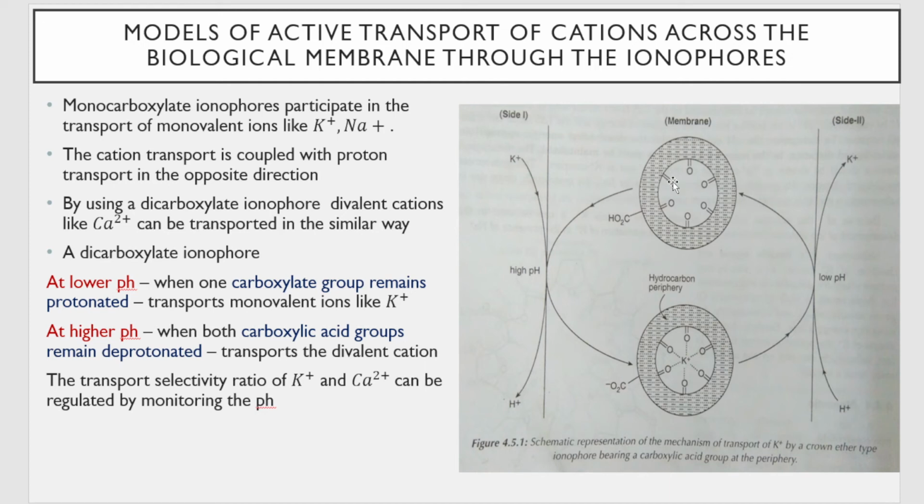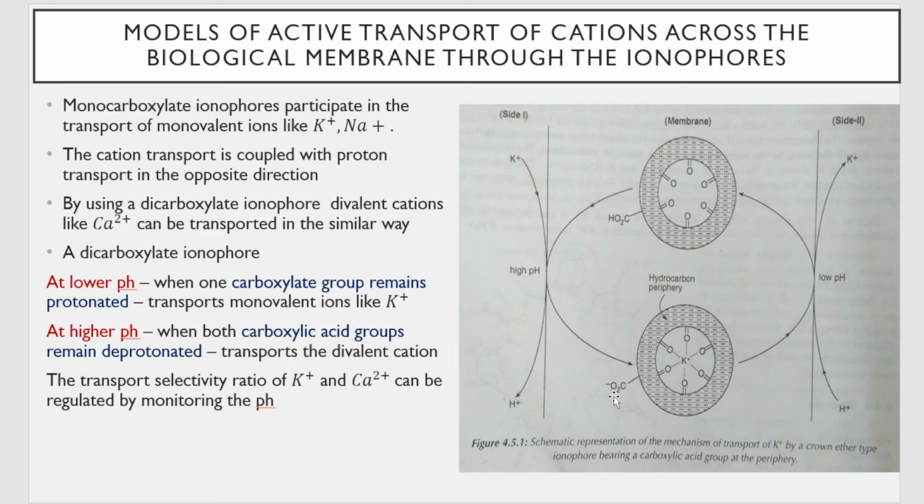Before that, you should know that at high pH, the carboxylic acid group remains deprotonated. Now, in case of a monocarboxylate, there is one COOH group, correct? If there is high pH, this COOH group will remain deprotonated. That is, H plus ion will not be attached to it. It will remain as COO minus. Whereas at low pH, it remains protonated. That is, at low pH, it will remain as COOH. And at high pH, it will remain as COO minus.